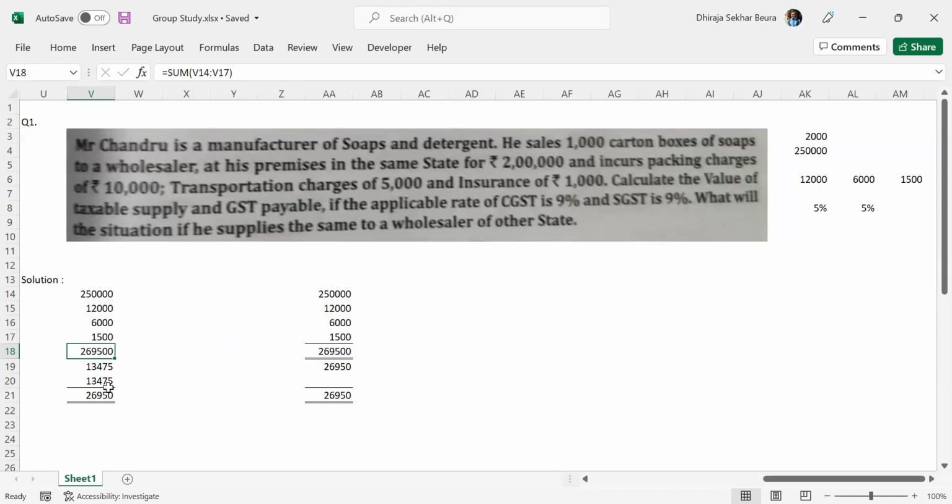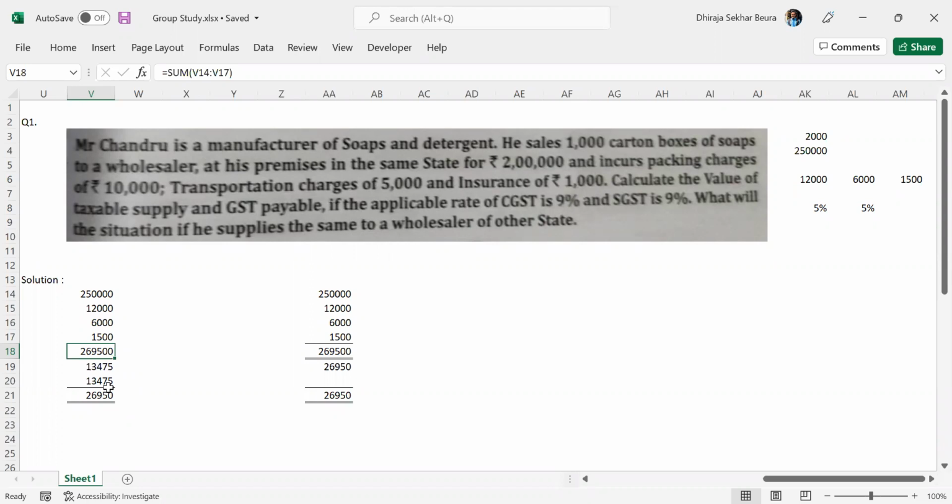So as you can see, very simple question, but still we make silly mistakes here and there. So please be careful of that. The total amount is 2,69,500. Perfect. Yes. Now I have to do the 5% of this. So please calculate CGST and SGST separately, and then a separate whole calculation for IGST also.